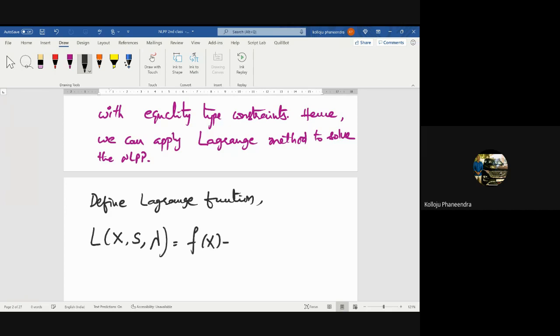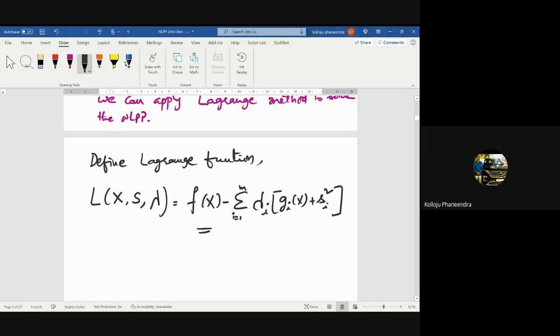What is this function? Objective function minus, do you remember? I told you already. Lambda i into the given constraints. What are the given constraints? gi of x plus si square. That means lambda 1 into g1 of x plus s1 square, lambda 2 into g2 of x plus s2 square, and so on. m constraints are there. So objective function plus sum of all the constraints multiplied by Lagrange's multipliers, where lambda i are the Lagrange multipliers.